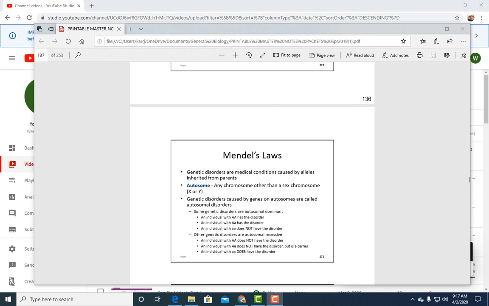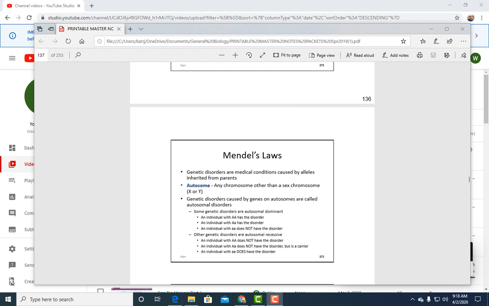If a disorder is autosomal dominant, it means that anybody with a dominant allele is going to have the disorder. And if they don't have the capital letter allele, then they don't have the disorder. These are very serious disorders because it's much more likely for someone to receive the capital A when you have individuals that could be homozygous dominant or heterozygous. So these are much more common in families that carry the dominant disorder.